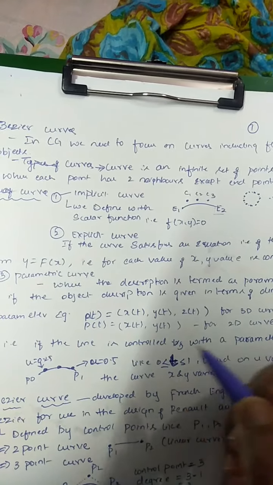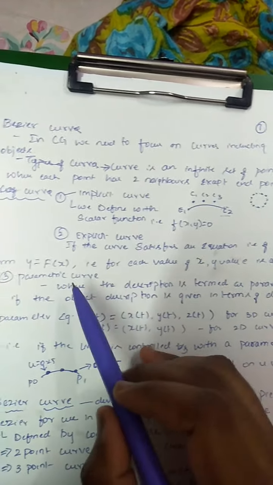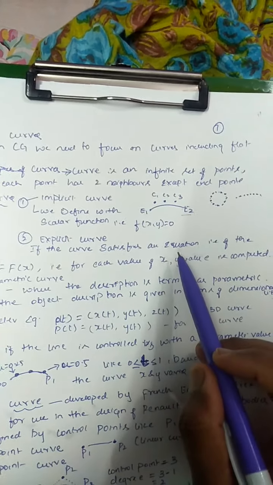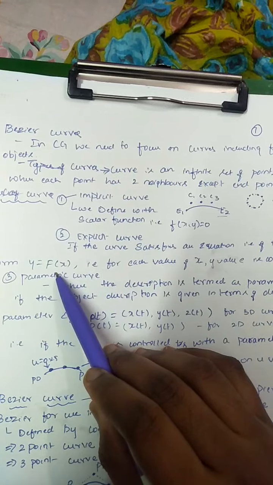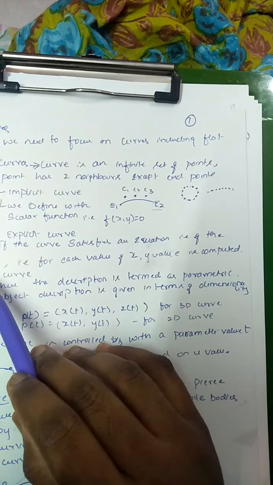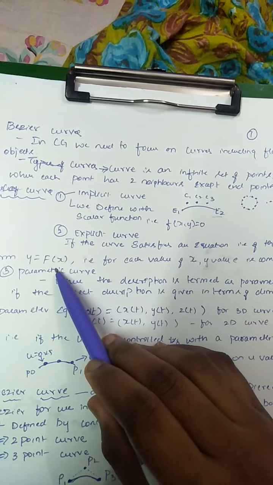There is one more called explicit curves, which is given by the equation y equal to f of x. Means if the curve satisfies this equation, that is, for each value of x, the value of y is computed. So we call such a curve an explicit curve.